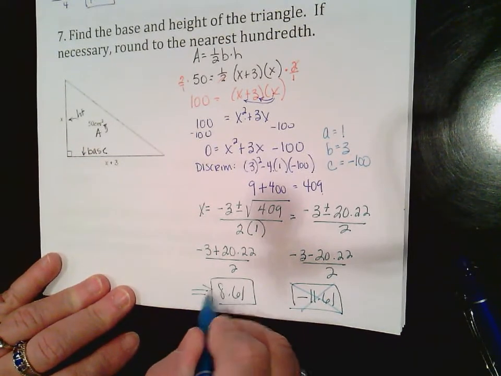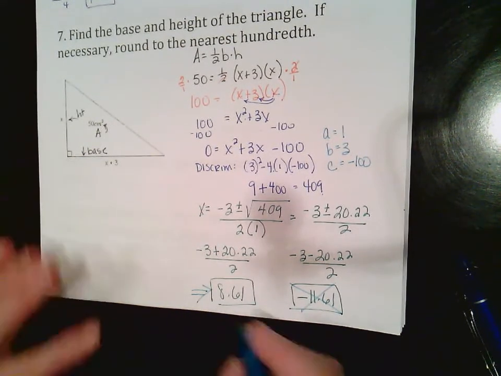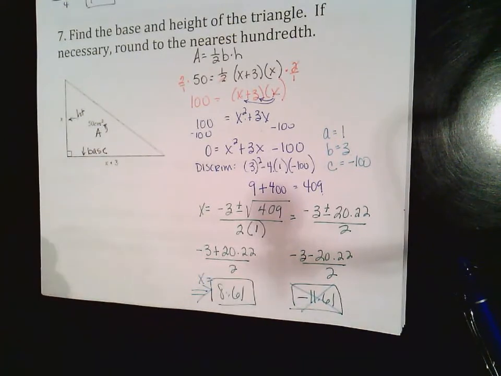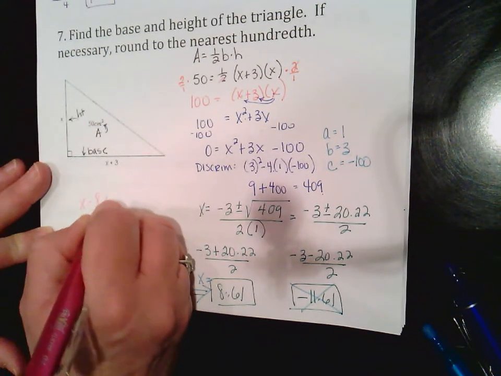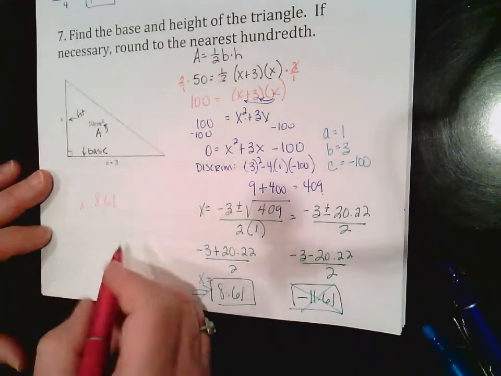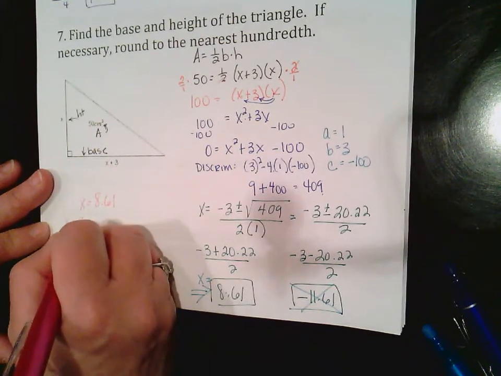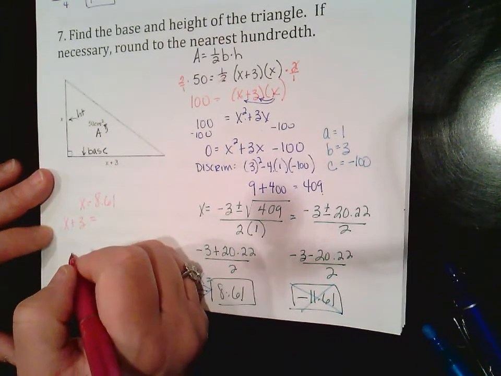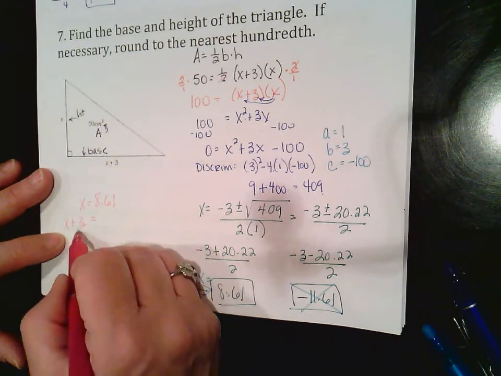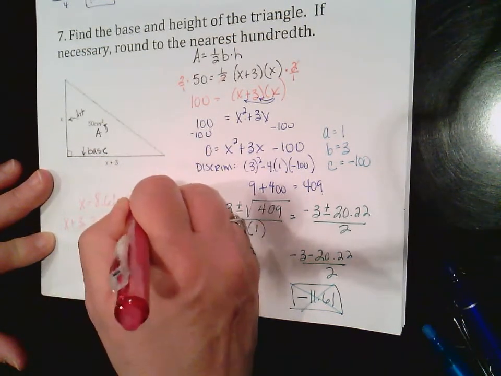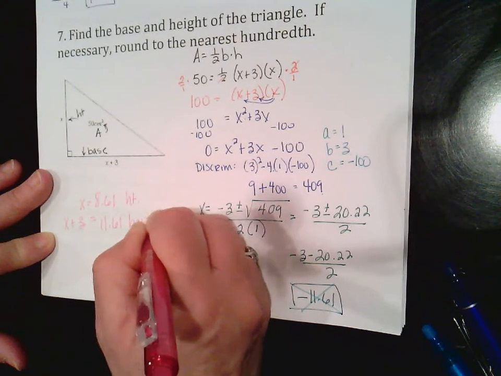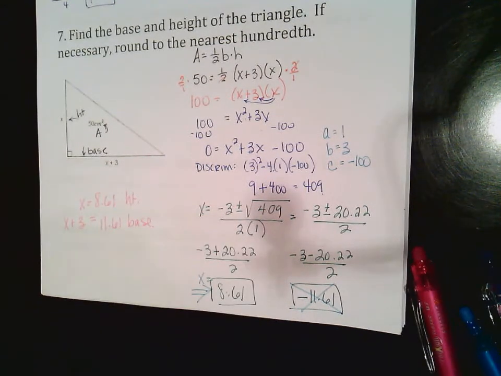This is our one true solution for x. Remember, x equals that. So I'm going to come over here. X is 8.61. That's what we found out. My base, though, is x plus 3. So if you take x and add 3, that's going to be 11.61. So this is my height, and this is my base. And so that's using quadratic formula to find the height and base of a triangle.